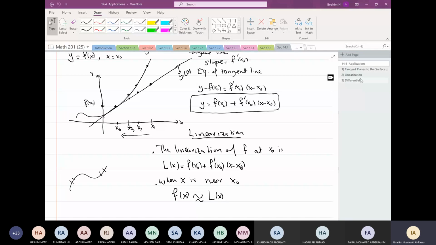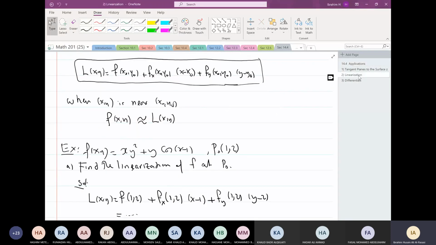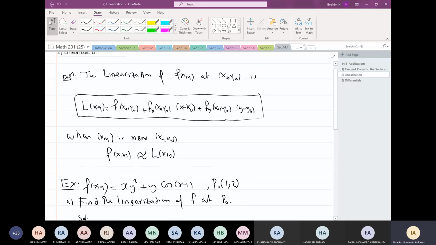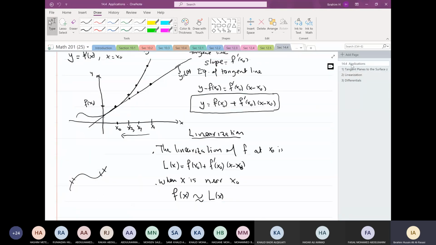The same thing for Math 201. You have linearization, still the equation of the tangent plane, exactly the same form, but you write L of x, y. And the application: when x, y is near x0, y0, the value of the function is approximately equal to the value on the tangent plane, L of x, y, the linearization. So these are the two applications we considered.